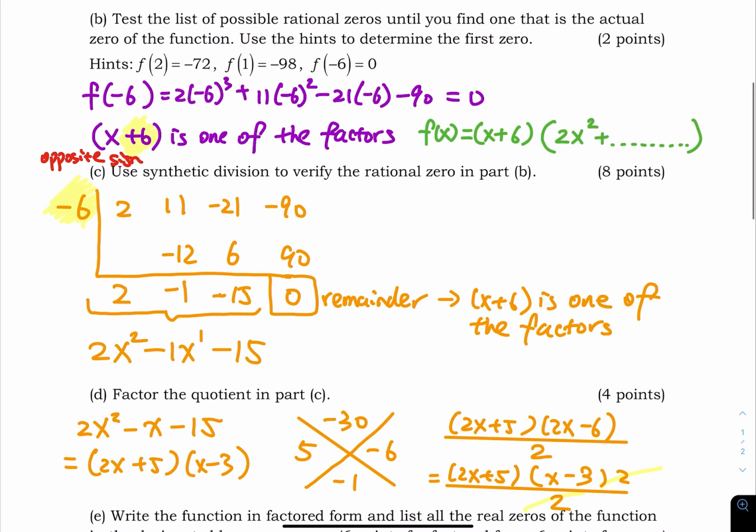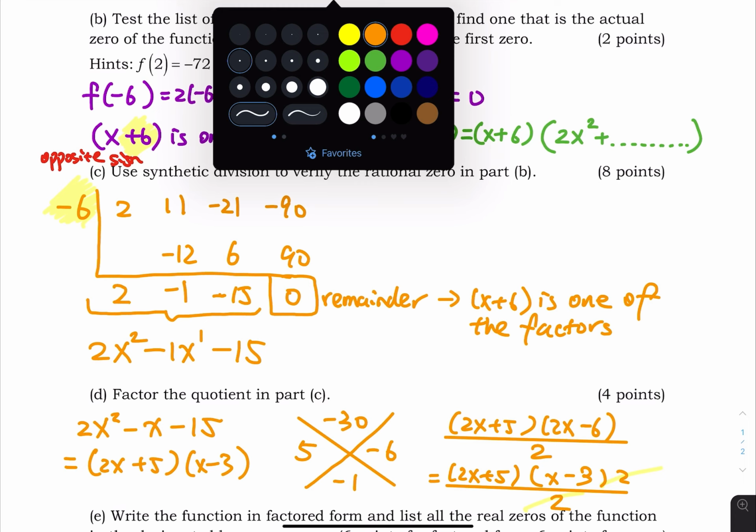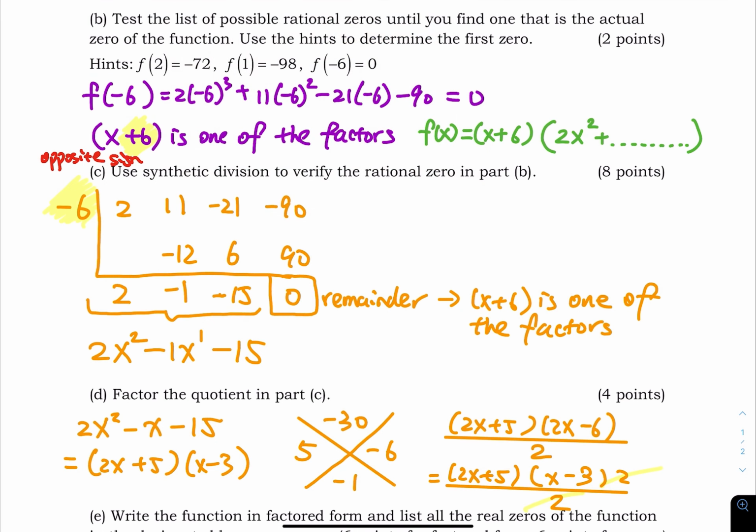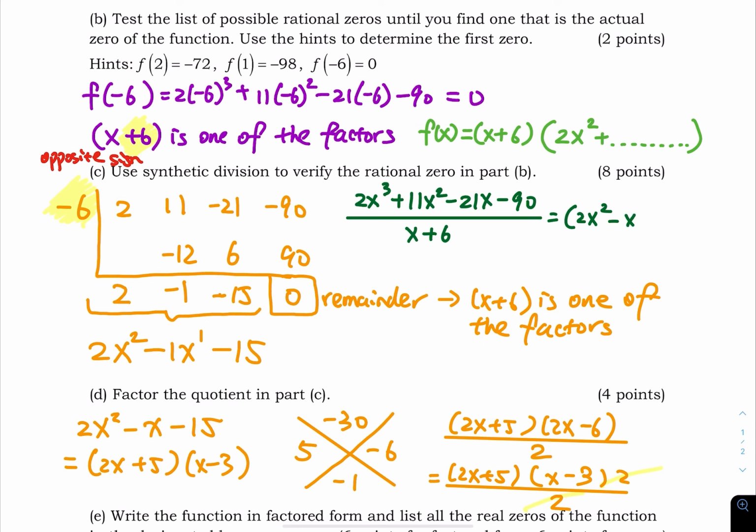So what we did in part C is, what do we have at the beginning? I'm going to write this in a different color. We have this at the beginning: 2x to the third plus 11x squared minus 21x and then minus 90. First of all, in part B, I found x plus 6 is one of the factors. I divided by x plus 6 and then I get 2x squared minus x minus 15. And then I factored the rest.